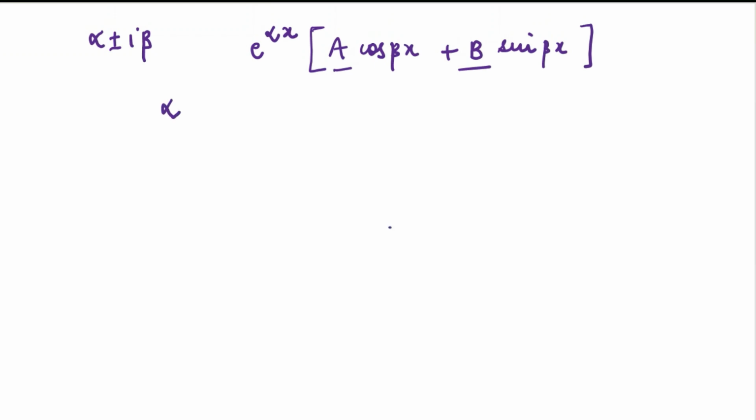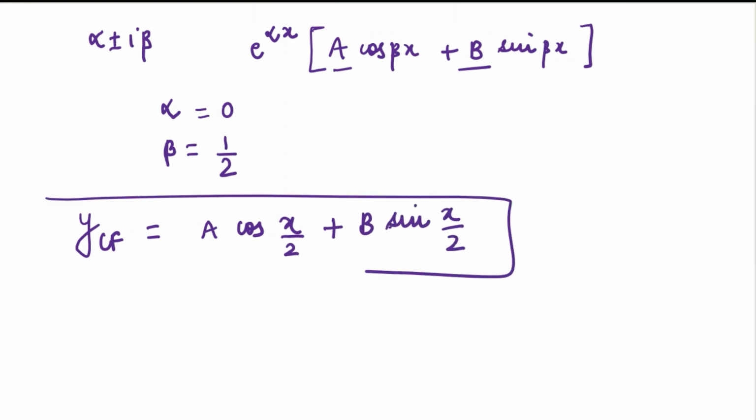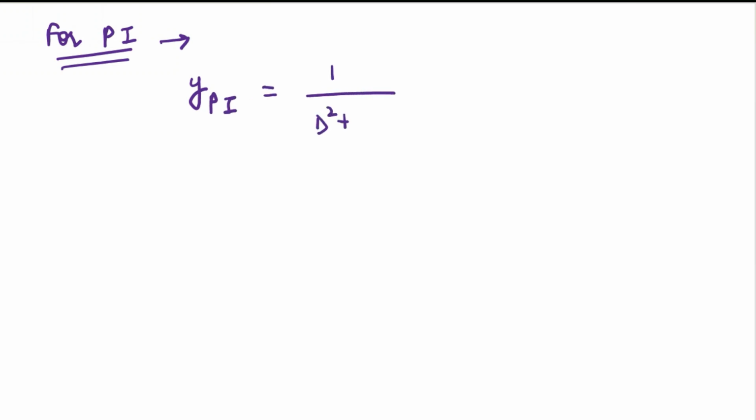Here alpha is 0 and beta is 1 by 2. So the complementary solution will be a cos x by 2 plus b sin x by 2. Now we will solve for the particular integral. y PI is equals to 1 upon D square plus 1 by 4 into x by 2.